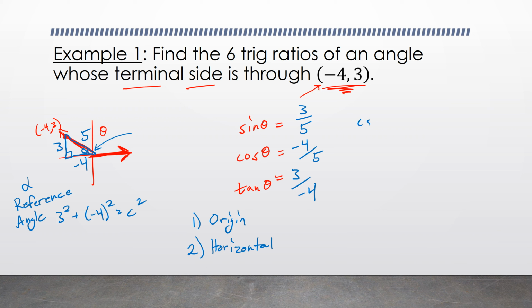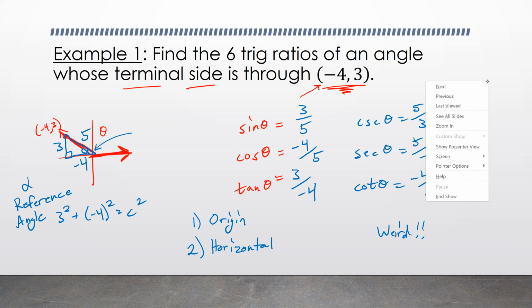And then let's just quickly do the reciprocals. Cosecant is the reciprocal of sine. Secant is the reciprocal of cosine. And cotangent is the reciprocal of tangent. So is this really weird? Yes, it's extremely weird, and it takes a lot of practice, and it might take you a while to click. So let's do another example. Let me switch back to red as you digest this example. We'll do another one.